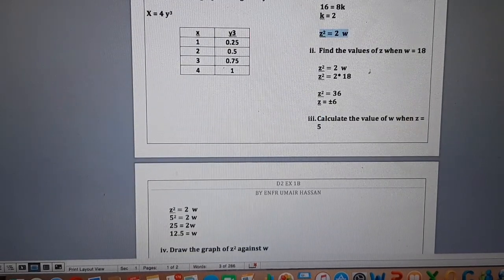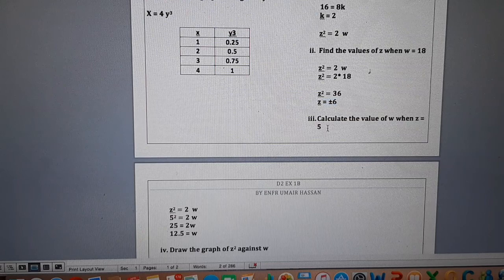Now in the second part, they have said to find the value of z when w is 18. Use the equation z square is equal to 2w. When w is 18, 18 into 2 will give you 36. And in order to find the value of z, you take the square root on both sides. So taking the square root of 36 will give you plus minus 6.